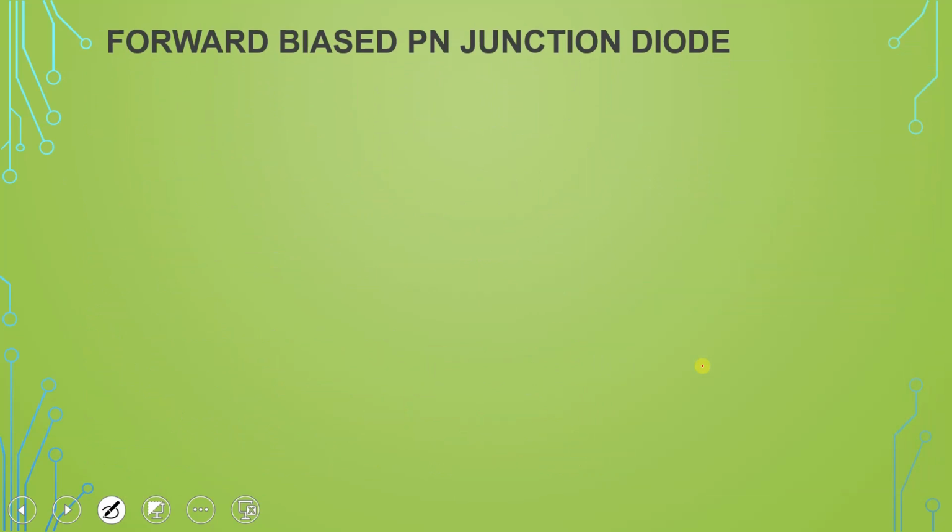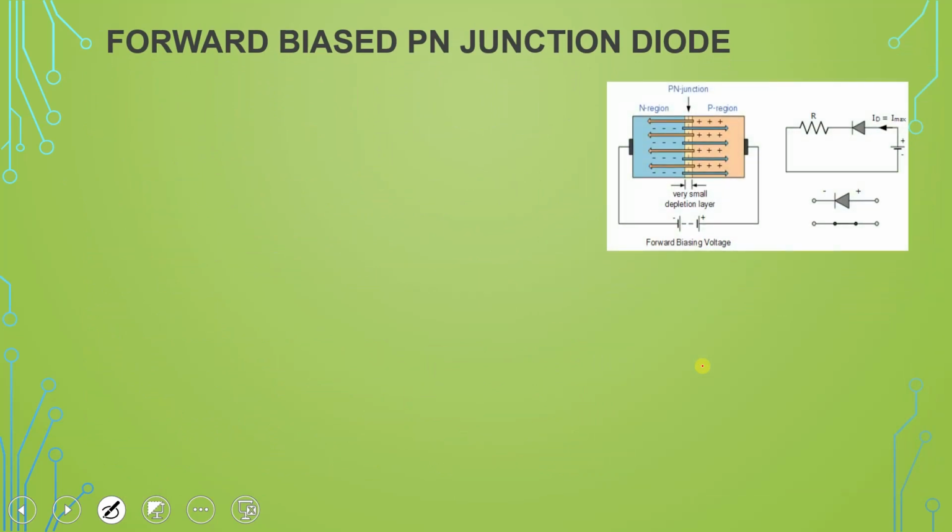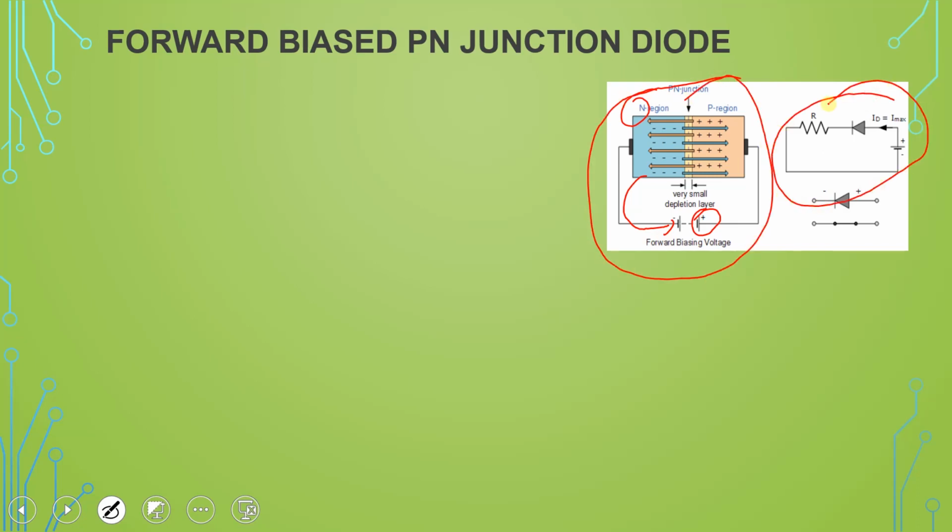Then forward bias PN junction diode. This is the diagram for the forward bias. In the forward bias, the P region is connected to the positive terminal of the battery, and N is connected to the negative terminal of the battery. This condition is called forward biasing, and this is the symbolic representation. In this case the maximum current is flowing, because in this condition the depletion layer is very small.